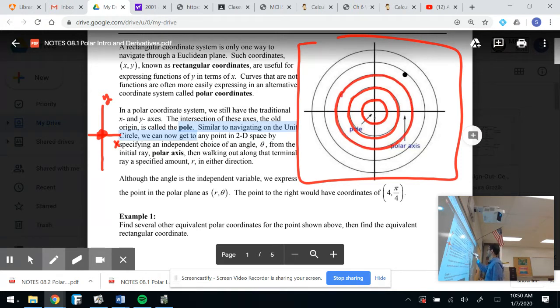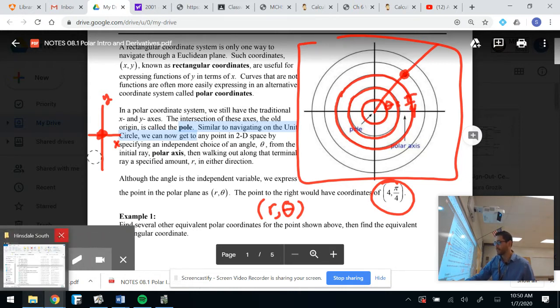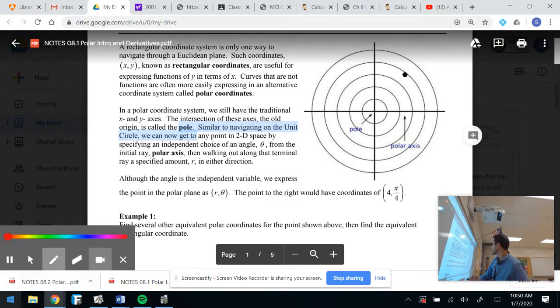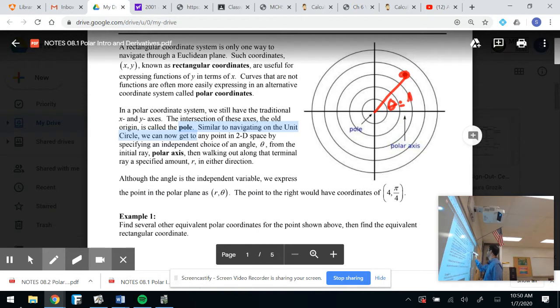For example, if I was to draw a line out here and ask what the coordinates of that point would be, the way we do polar coordinates is we always put our radius first and then our angle second. That angle right there is pi over 4, looks like 45 degrees. It happens to be r comma theta, so that'd be pi over 4.